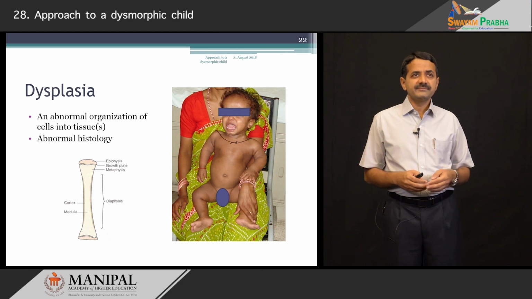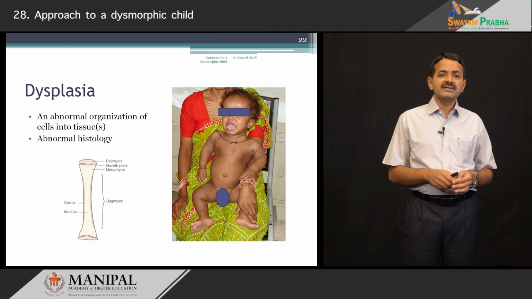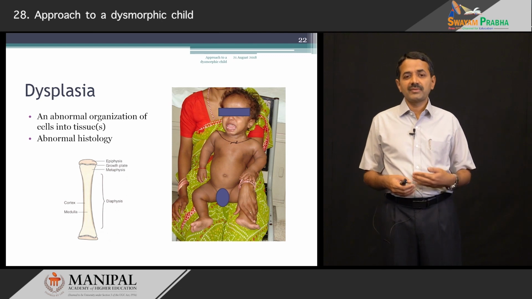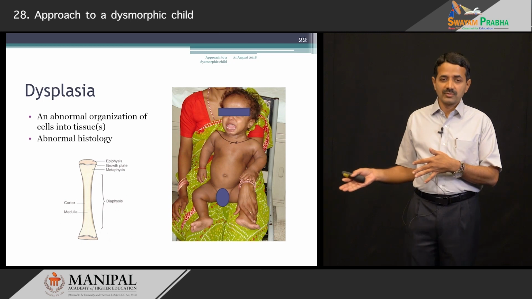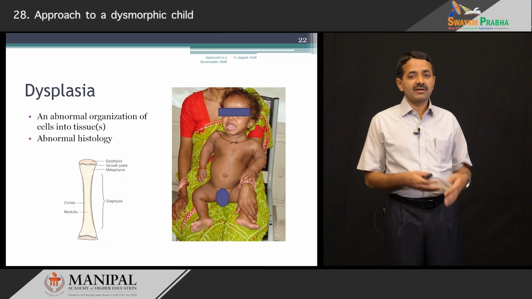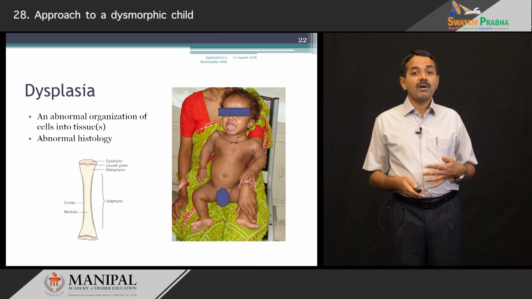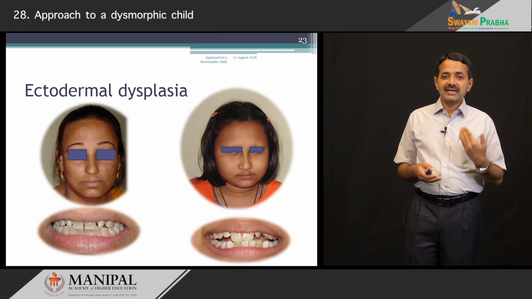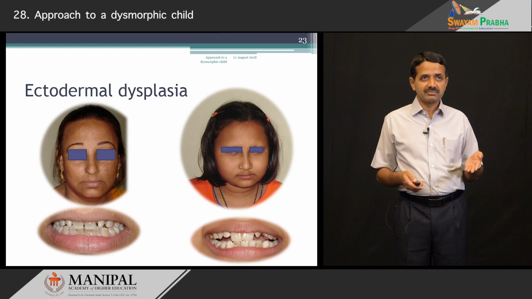Whereas, dysplasia is usually a histopathological term. It means an abnormal organization of cells into the tissue in different parts of the body. Usually the histology is abnormal. It can be skeletal dysplasia, where you see epiphyseal changes throughout all long bones. The epiphysis in humerus, radius, ulna, tibia, femur, all are abnormal. We call it epiphyseal dysplasia, which is one of the types of skeletal dysplasia. Or it can be a defective ectoderm. You see lack of eyebrows, eyelashes and abnormal teeth, or even nail, which refers to ectodermal dysplasia.